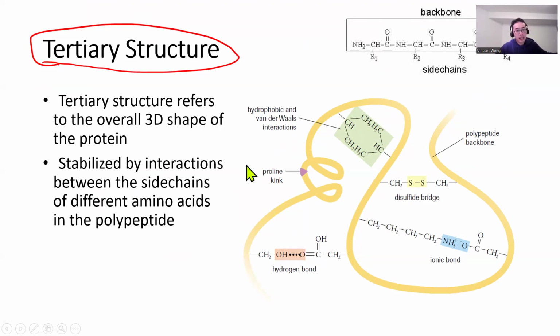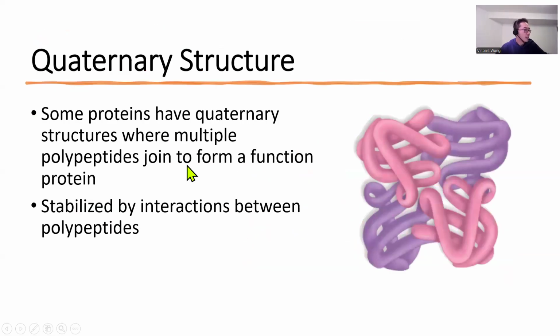And finally, we have the quaternary structure. Not every protein has this level of structure, only some do. So quaternary structure goes like this, right? Sometimes after forming a 3D shape, this thing alone is not able to perform its full function. It needs a partner, right? So another one here, and together they will form a complex and be able to perform some functions. So that would be a quaternary structure.